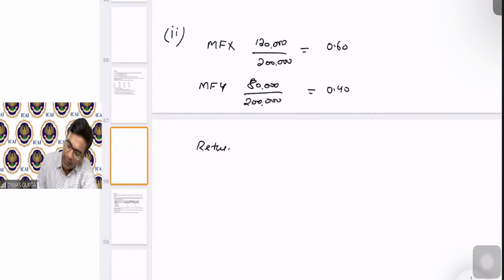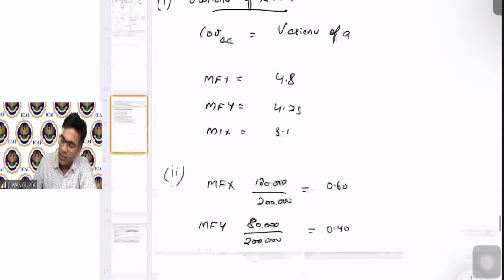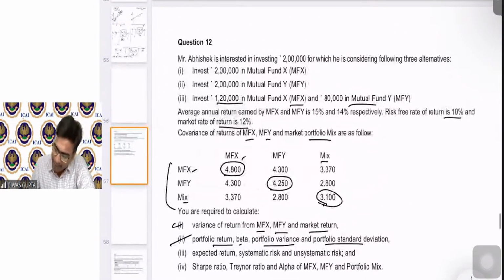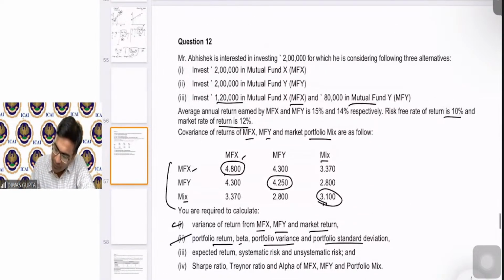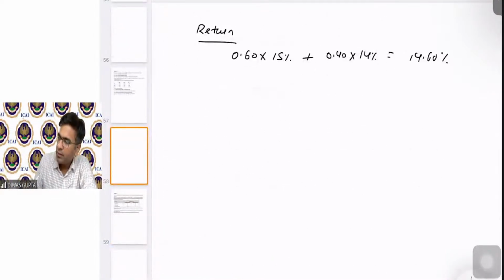So subpart A, the return, will be 60% on 15% plus 40% on 14%. So this comes as 14.60 percent. Correct, students? They have given us 15 and 14, right? So we have used that. Then beta.